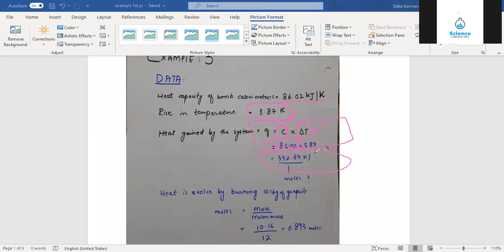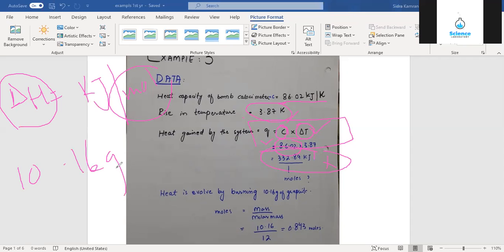332.89 kilojoule. This is not for per mole. As we have to calculate delta H for per mole, kilojoule per mole. We are calculating the change in enthalpy of a combustion reaction, so we are going to calculate for 1 mole. This is not for 1 mole because graphite is given as 10.16 gram and this is not 1 mole. As we know, 1 mole of graphite will be equal to 12 gram.